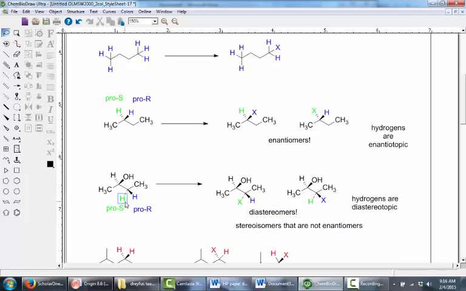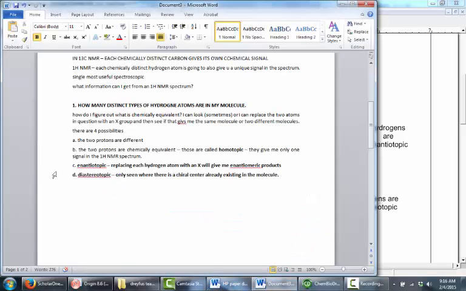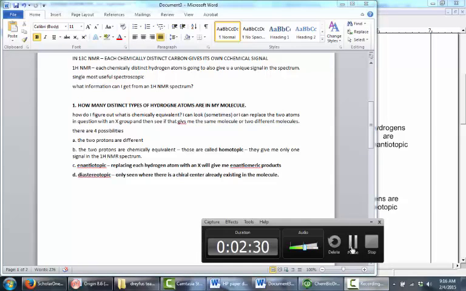And in this particular case, these H's, the green H and the blue H, are therefore called diastereotopic. That's what I show here, diastereotopic, and that's only seen in cases where there is a chiral center already existing in my molecule.